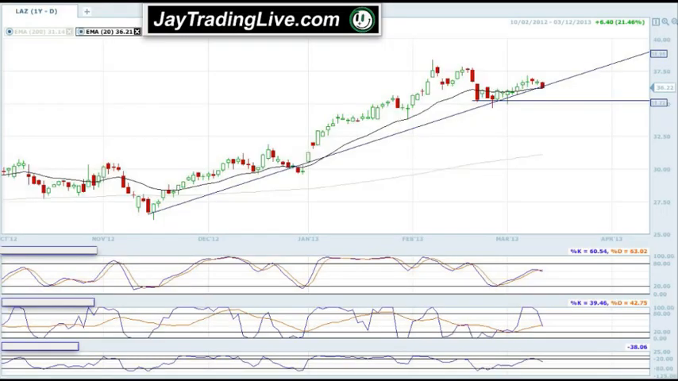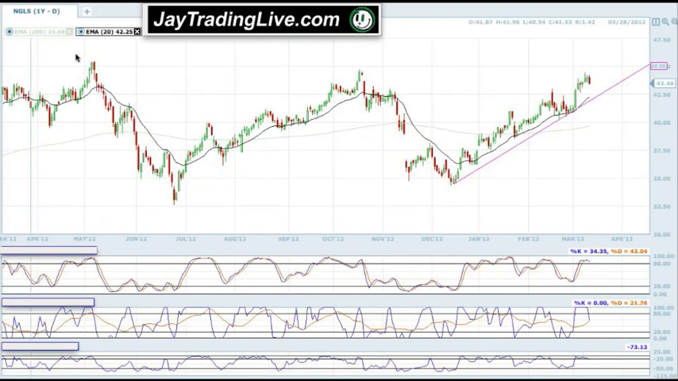Let's take a look at NGLS. Zoom in here.